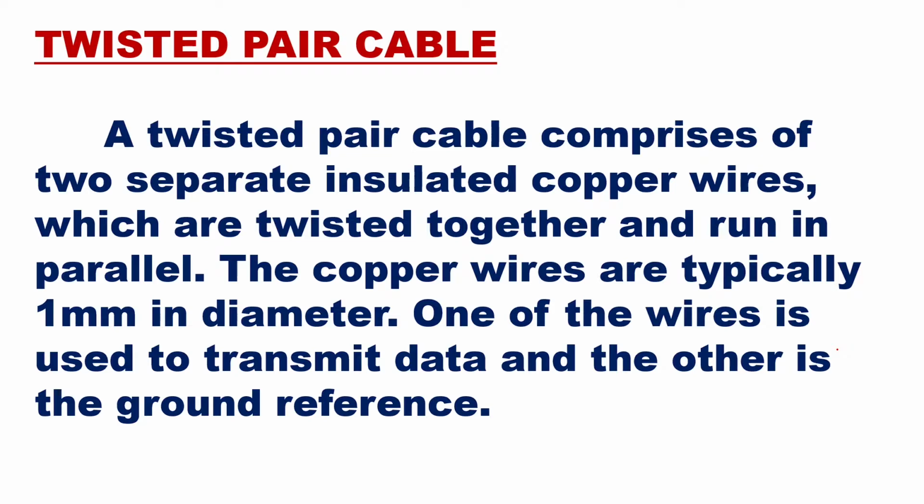Now, if you go through the definition, it says that a twisted pair cable comprises two separate insulated copper wires. Okay. These are the conductors, two separate copper wires, which are twisted together and run in parallel. The copper wires are generally 1 millimeter in diameter. One of the wires is used to transmit data, and the other is the ground reference. That is what a general twisted pair cable will have.